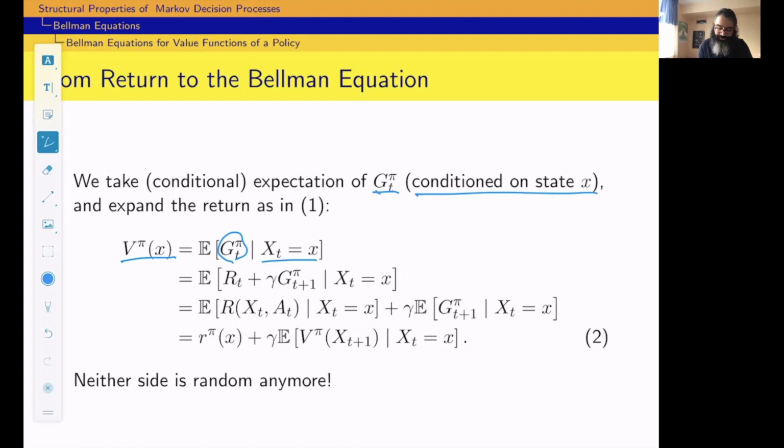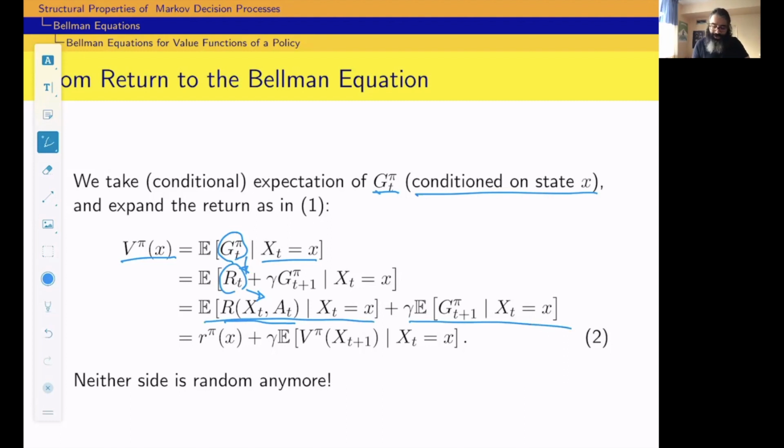So I just expand the definition of return. It would be R_t plus gamma times G_{t+1}, again conditioned. I just expand R_t, basically write it a bit more explicitly. It would be a random variable that is a function of state X_t and also action A_t, plus the discounted value of return at the next time step. So you see here, I'm separating the expectations. They're the same expectation, but just separated.